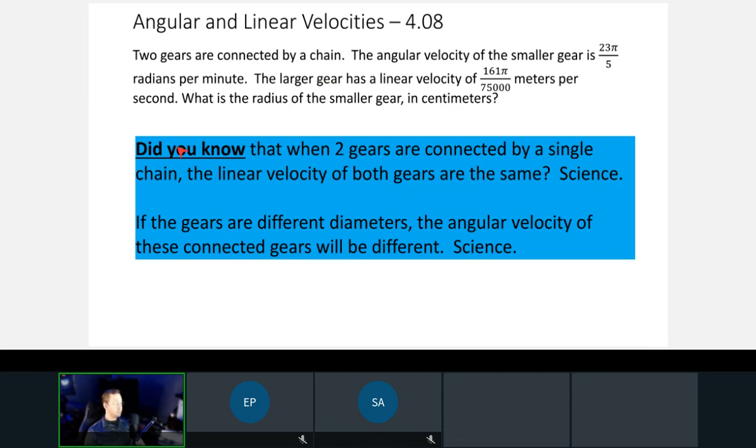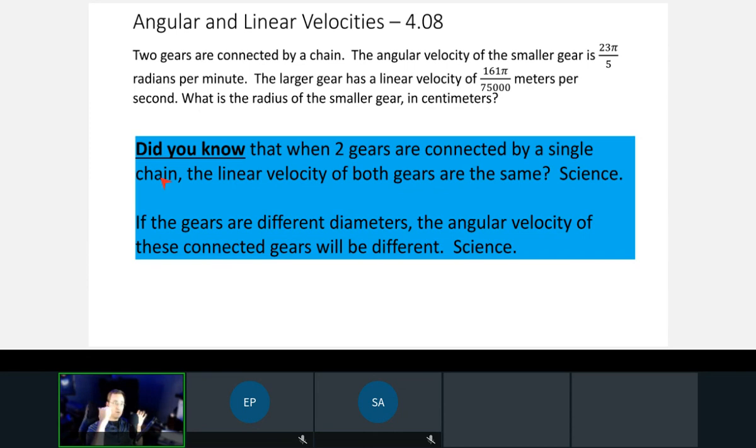But did you know that when 2 gears are connected by a single chain, like let's say your bicycle, the crank, and then the rear gears, called a cassette. Well, that's 2 gears connected by 1 chain. Did you know that the linear velocity of both gears is the same? Science. Now, if you think about it, this kind of makes sense. Remember, linear velocity doesn't take into account angles.